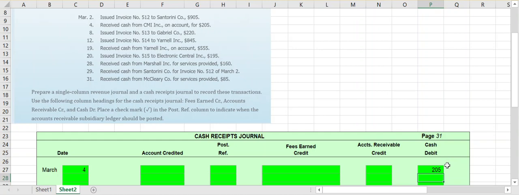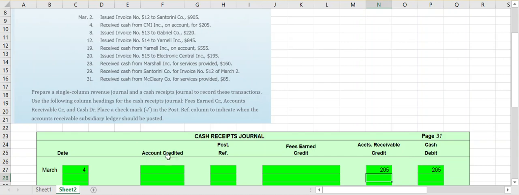Now we have to figure out what our credit is to. So why are we receiving cash? We're receiving cash from CMI Inc. on account, which means, remember, there's only two account names that have the word account in it: accounts receivable or accounts payable. And the first word of that sentence is received. So accounts receivable is being affected. They are paying down their accounts receivable balance.